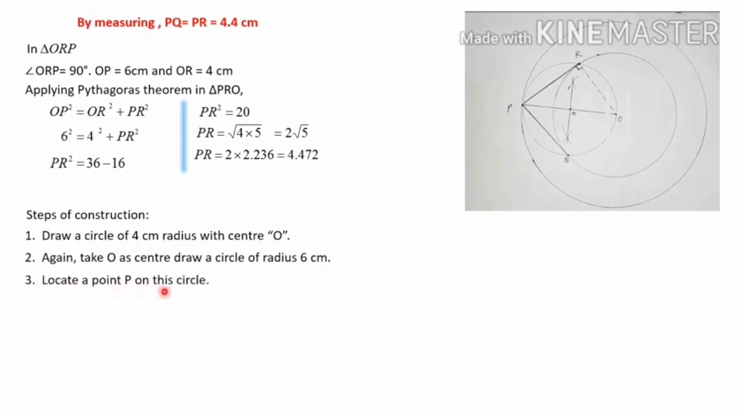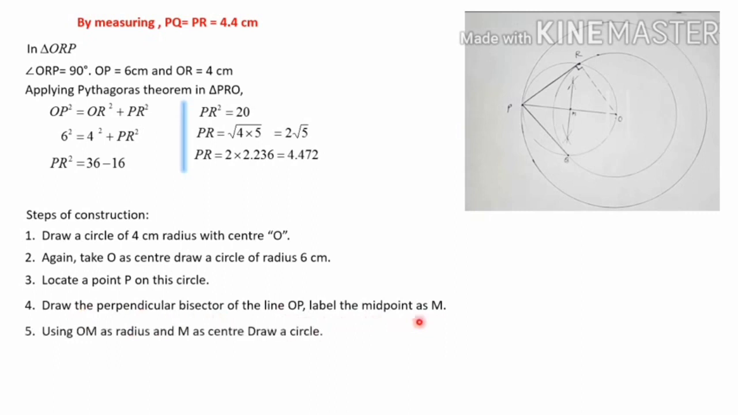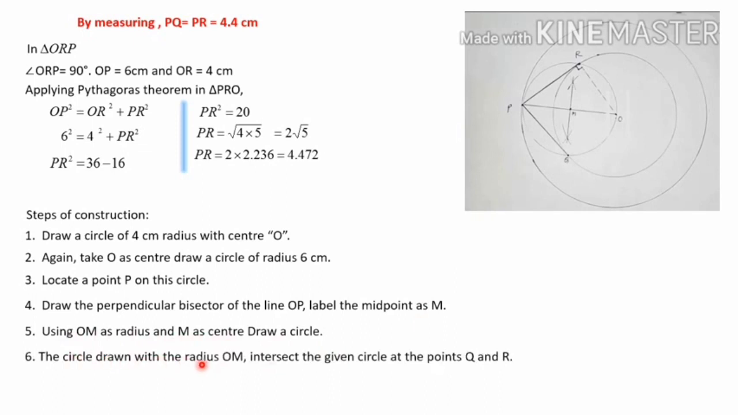Take a point P on the outer circle. Draw the perpendicular bisector of the line OP. Label the midpoint as M. Using OM as a radius and M as center, draw a circle. The circle drawn with radius OM intersects the given circle at the points Q and R. Join PR and PQ. PR and PQ are the required tangents.